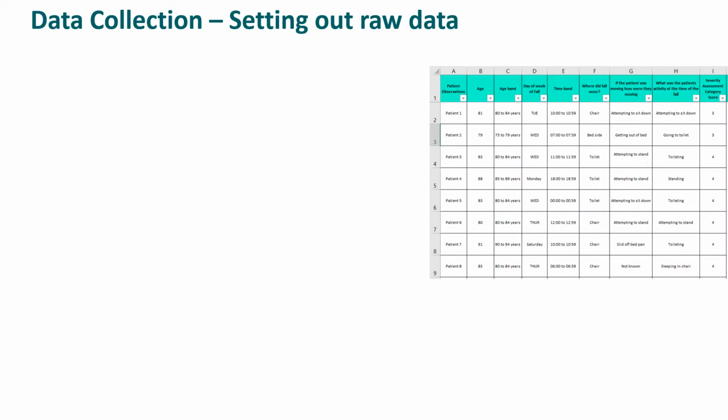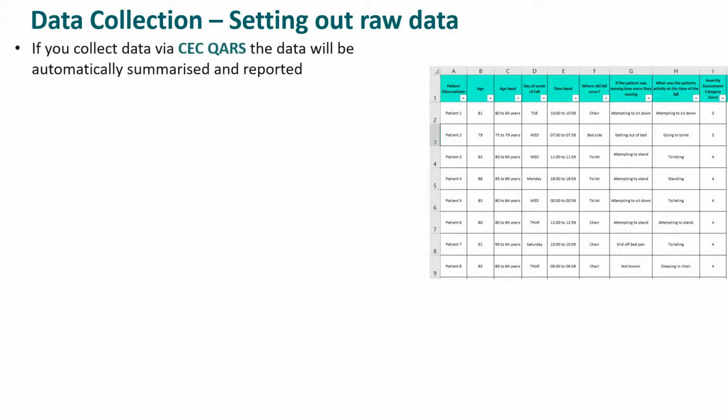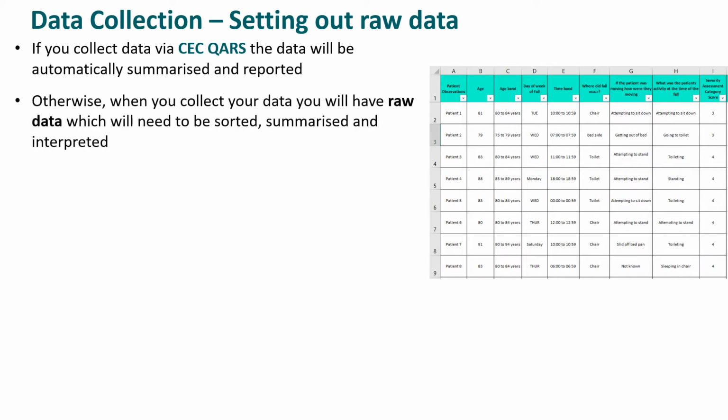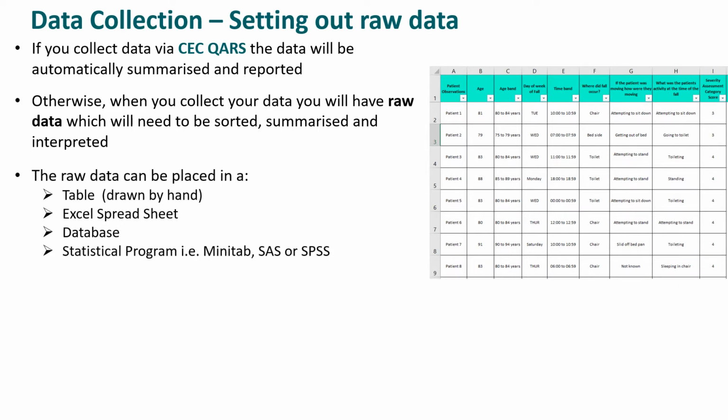We'll now discuss how you can set out your raw data. If you collect your data via the CSE QARS system, the data will be automatically summarised and reported. Otherwise, when you collect your data, you'll have what we call raw data, and this will need to be sorted, summarised and interpreted. The raw data can be placed in either a table, which you might want to draw by hand, or into an Excel spreadsheet or a database, or maybe into a statistical program such as Minitab, SAS or SPSS.